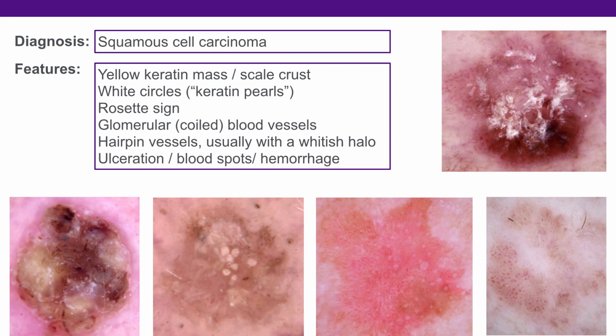Moving on to squamous cell carcinomas. On dermoscopy of SCCs, you can see a yellow keratin mass or scale crust, which you can see on the left. You can see white circles or keratin pearls. You can see the rosette sign, which is 4 white points shaped like a 4-leaf clover. The blood vessel type that you'll see would be glomerular or coiled vessels. Sometimes you can see some hairpin vessels with a whitish halo. And you can see ulceration, blood spots, or hemorrhage.